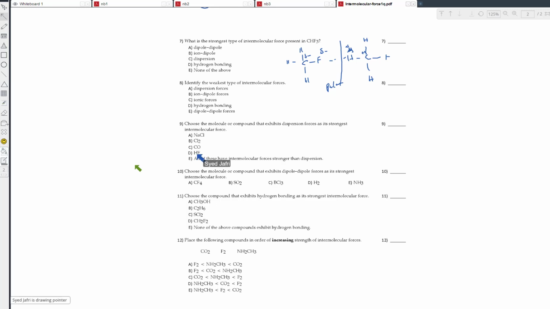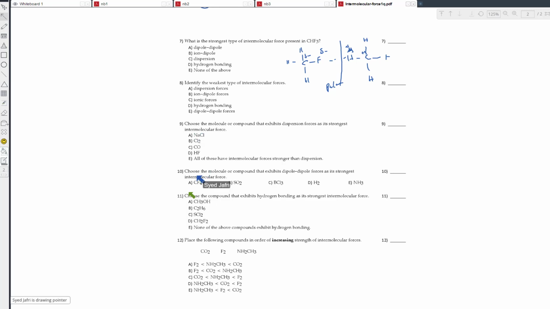What is the strongest force here? The hydrogen bonding. And what about in NaCl? The ion, right. You are right. So what about the next one? Some ionic forces, those are ion. Okay. Yes.